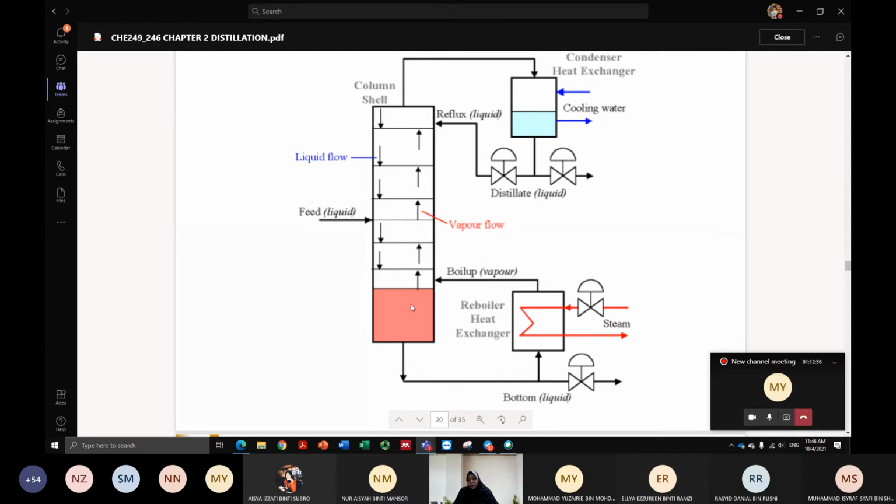But if you do the calculation and you need more than 30 stages, say you need 33 stages, but in the company you only have 30 stages for the distillation column, what do you think? Do you want to proceed or not? Think about it.